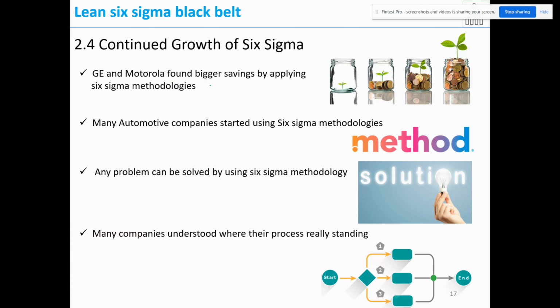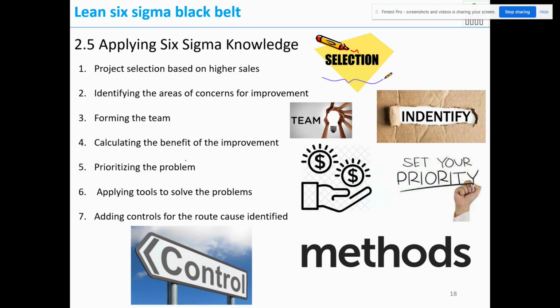The operating cost would be reduced. Then many automotive companies started using Six Sigma methodologies, because any problem can be solved by using them. It is solution based, and many companies understood where their process really stands. By using these methodologies statistically, they found out where they are standing, where the variation is, and where their capabilities are. That is about the continuous growth of Six Sigma.